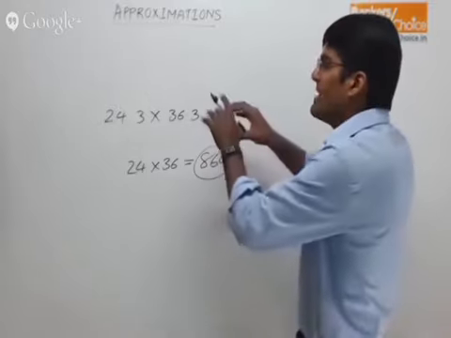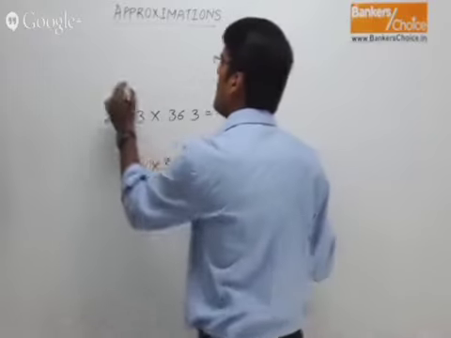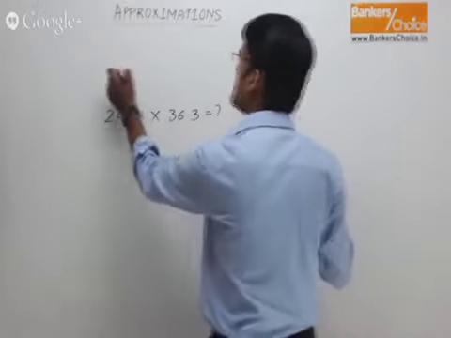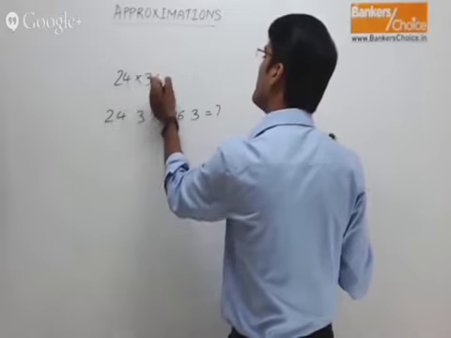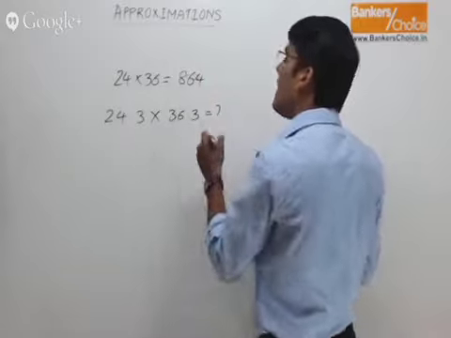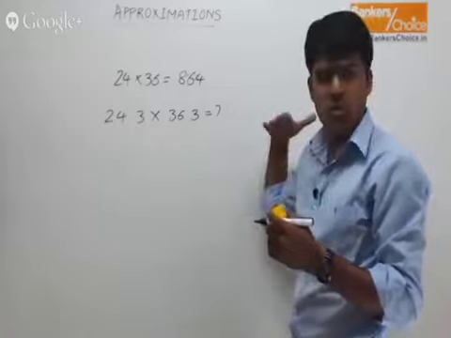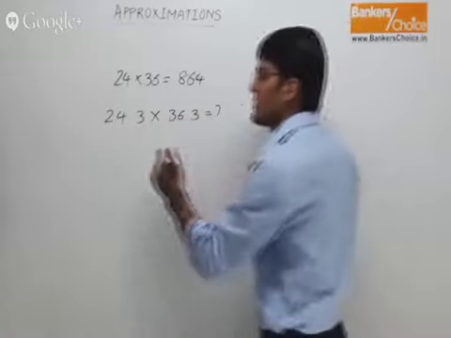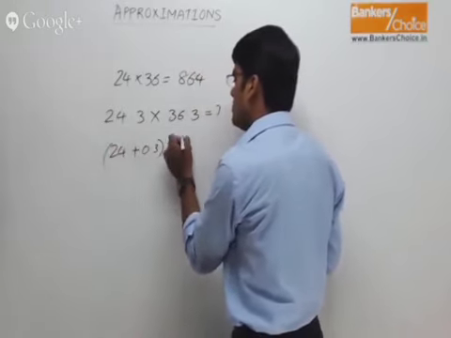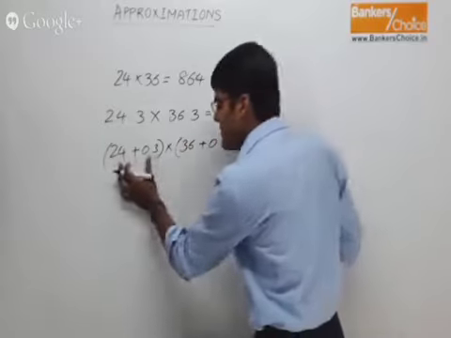Try to understand. I'll split 24.3 and 36.3, and let's understand what actually happens here. For example, you know that 24 into 36 is 864. 24 into 36 is equal to 864. So just keep this in mind, and let's understand how close or how far we are from the exact answer. The exact answer is not known to us. We'll not even calculate the exact answer, but let's understand the process. So 24.3, if I take it as 24 plus 0.3, into 36.3, if I take it as 36 plus 0.3, what happens? A plus B into C plus D.